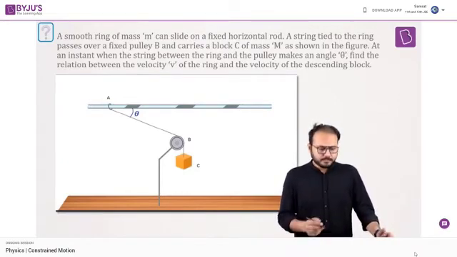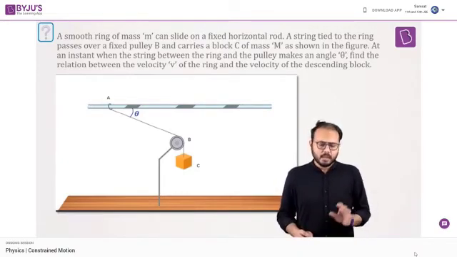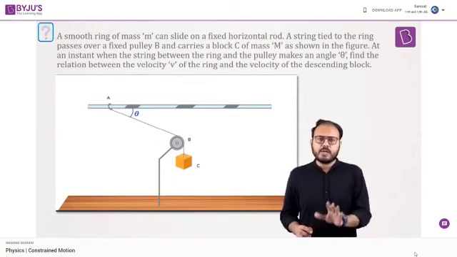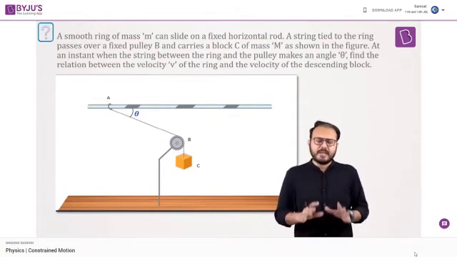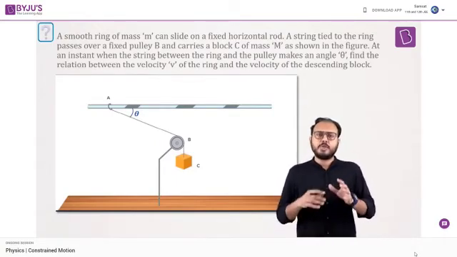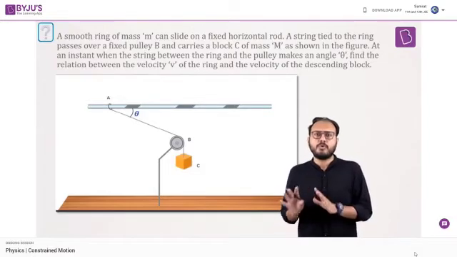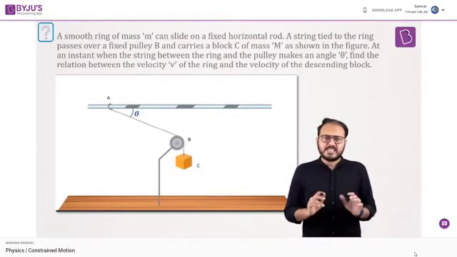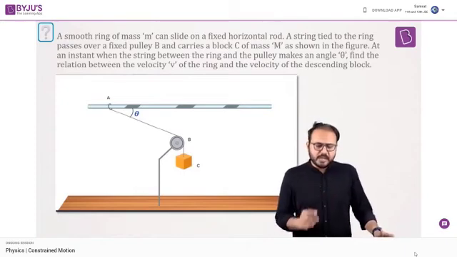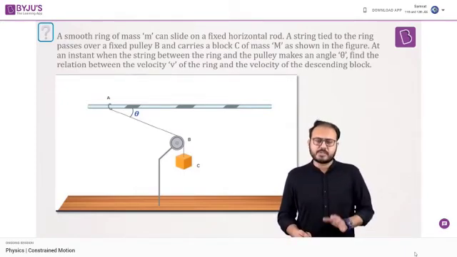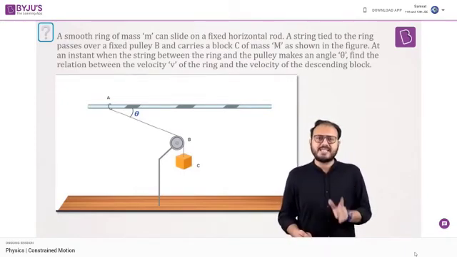What you have is actually a smooth ring of mass M which can slide on a fixed horizontal rod. Let me read the problem out loud so that you have time to decode it. Then I will decode it for you before going into numbers. Deal? Let's read in parts. A smooth ring of mass M can slide on a fixed horizontal rod. Okay, the rod is fixed and the ring is slidable.